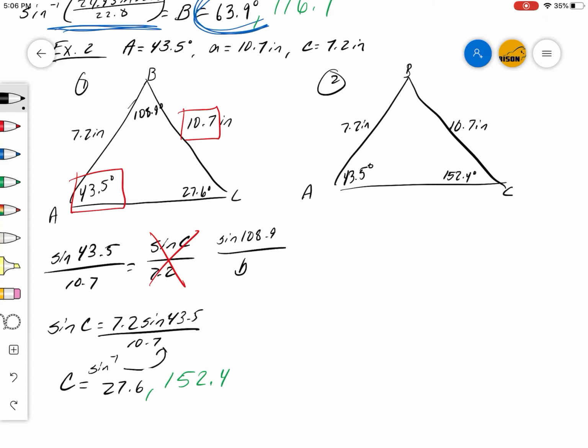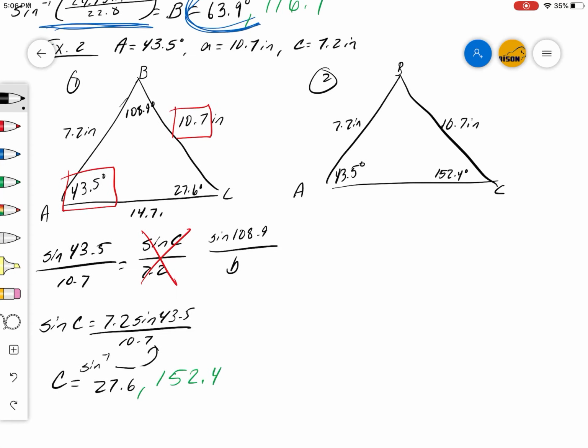B. All right, so after I cross multiply and stuff, I'll really be finding whatever 10.7 times the sine of 108.9, and then dividing that by the sine of 43.5. Again, if you need to write all that out, feel free, just pause me and then pick me back up after you're done. So 14.7 inches on that one.